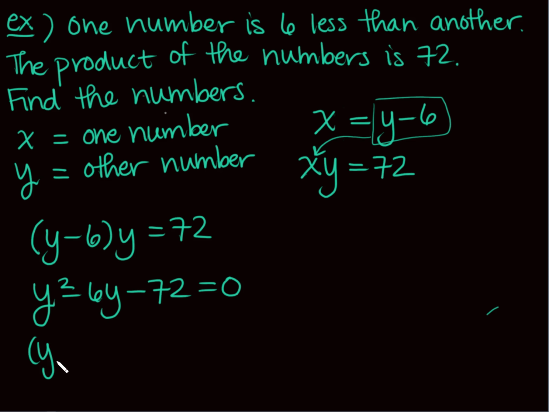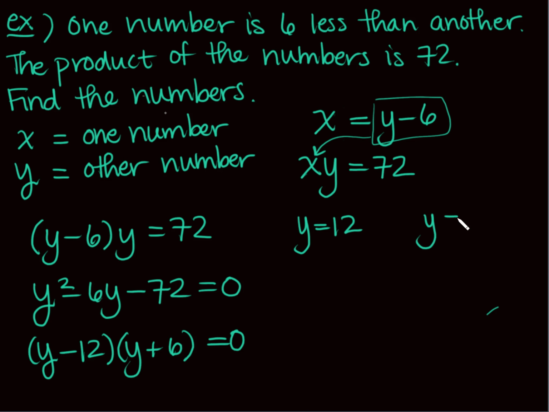So I'm going to factor this guy. It looks like it's y minus 12 times y plus 6, I think, equals 0. Okay, so look at, I have two possible solutions. I have y is either going to be 12 or y is going to be negative 6. Remember, the problem didn't say that my solutions have to be positive. The problem didn't say anything about what my solutions have to be.